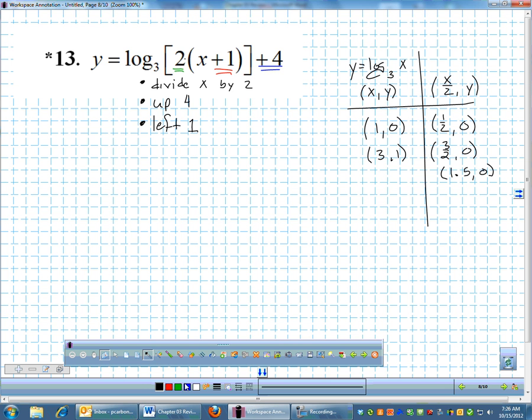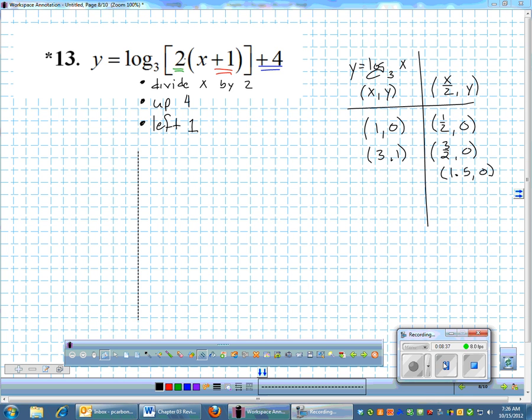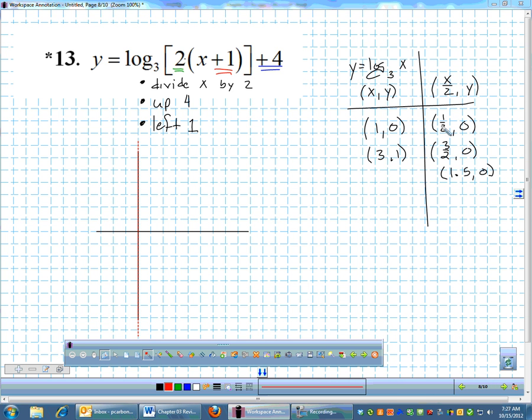Okay, so those are my points I'm going to start with. Don't forget we do have that vertical asymptote. So let's draw my axes here. There we go. And I'm going to plot these points first. So I have 1/2, 0. So I have a point here. And then I have 1.5, not 0. What's wrong with me? That's 1.5, 1. We didn't change the y coordinates.